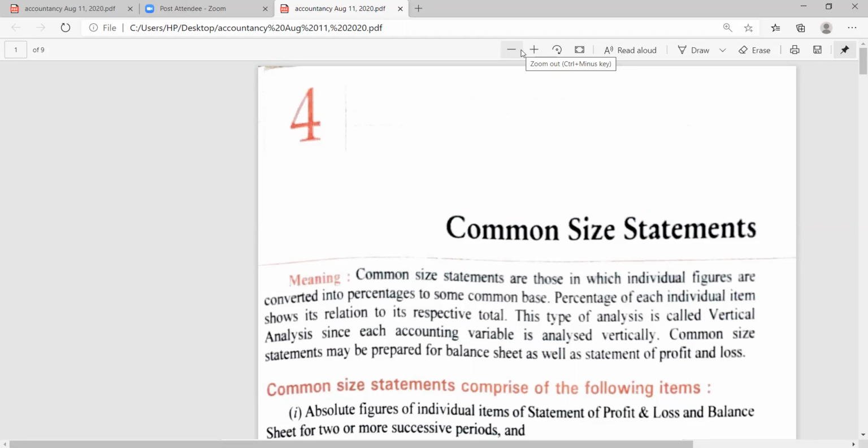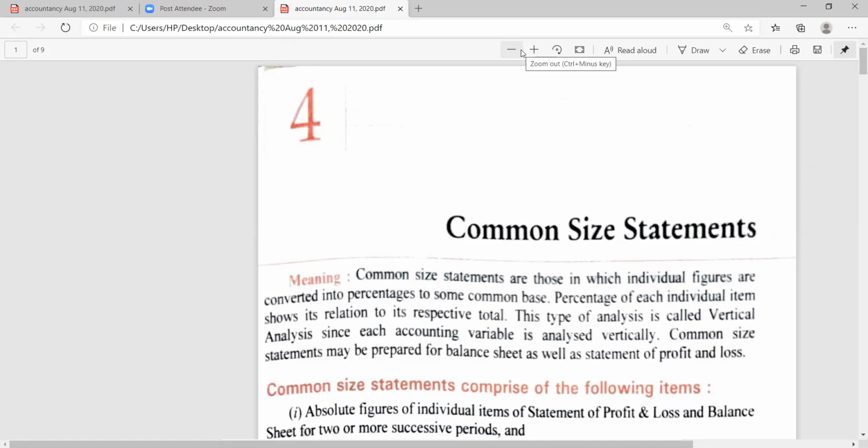The comparative statement that we did yesterday makes a comparison of the data of 2 or more than 2 years. On the other hand, in a common size statement, the details of a company, the financial position, profitability, solvency, and liquidity of any company are compared or analyzed with a common base that is considered in the common size statement.